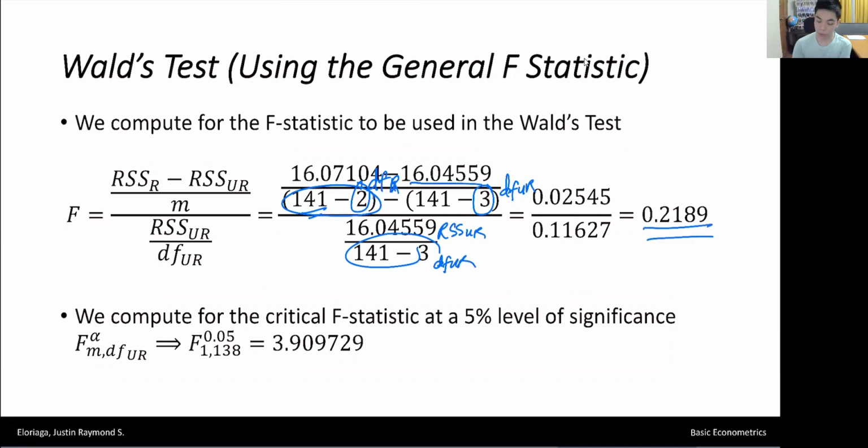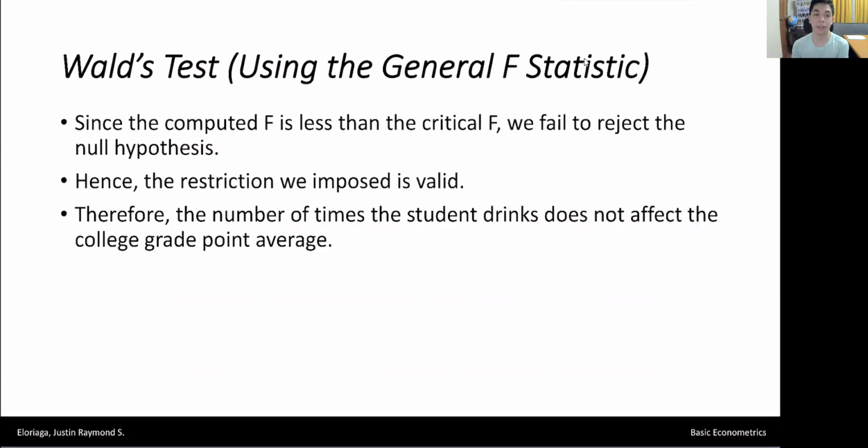This is your actual F, and you compute the critical F statistic by using a statistic table, and you can find that the F statistic with this specification is equal to this test statistic. So that's 3.9 versus 0.189. Since the computed F statistic is less than the critical F statistic, we fail to reject the null hypothesis. Hence, our opinion was validated.